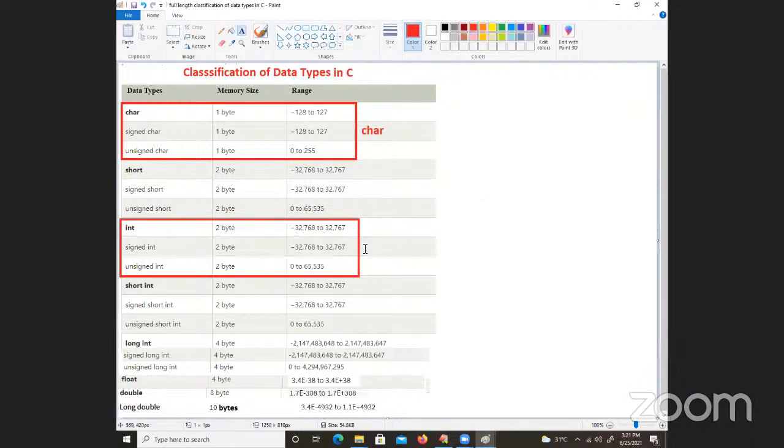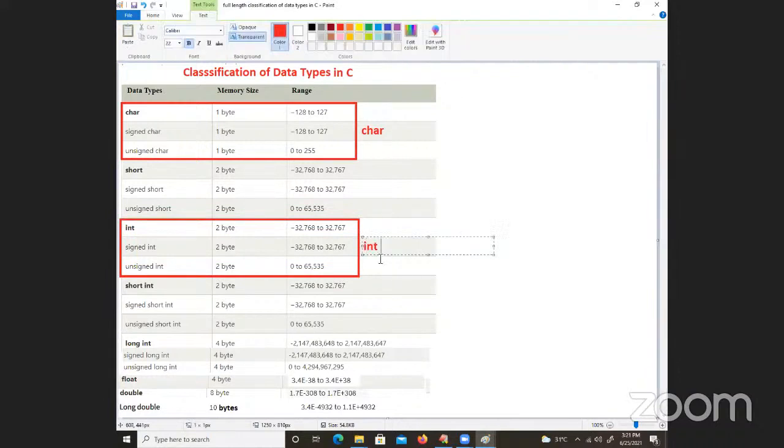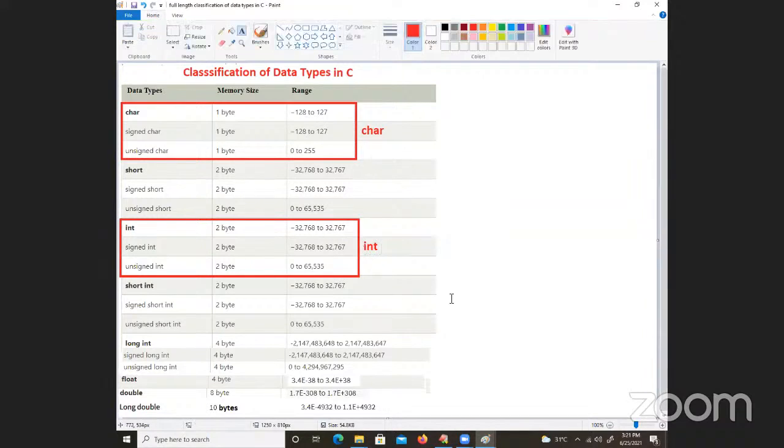How many types of int data types are there? 2. What are those 2 types? Signed int and unsigned int. Signed int allows what values? Positive integers and negative integers. Unsigned int allows only what values? Positive integers only. Done.